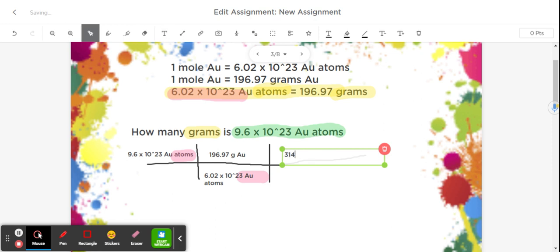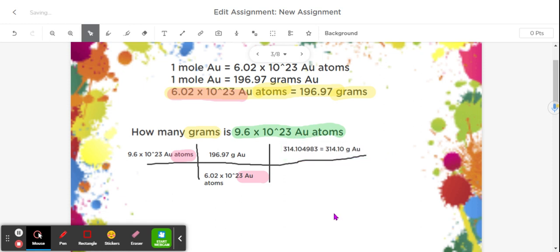If I do that correctly, here's what my calculator spits out at me. It tells me I have 314.104983. Remember, we want to round to 2 places after the decimal, so 314.10. We're not going to round up because the 4 is lower than 5, so we don't round. And then our units, we're always going to look at the units that are up in that box right before the answer. So in this case, grams of Au.